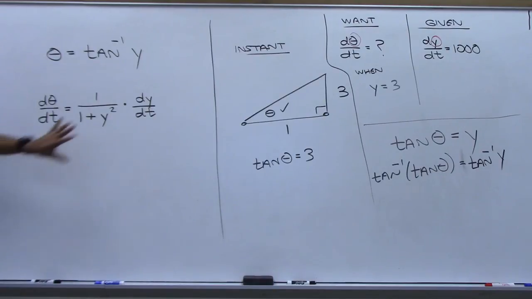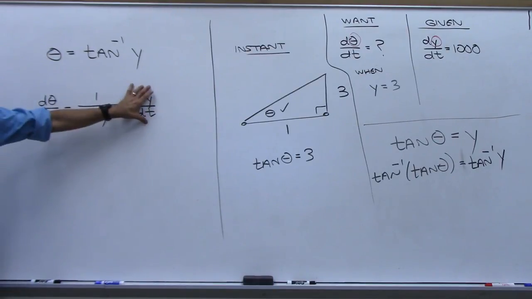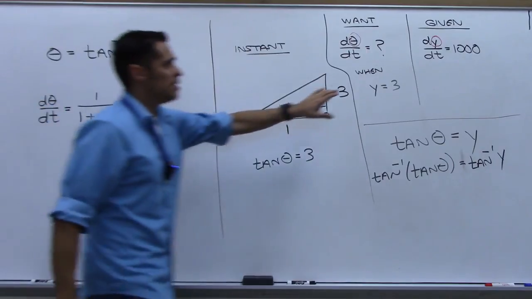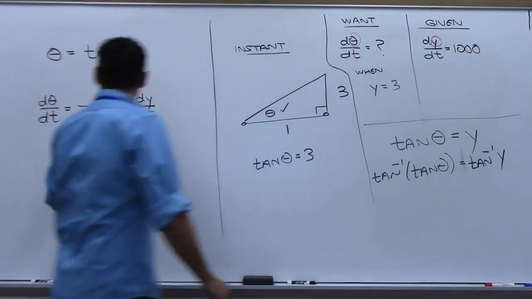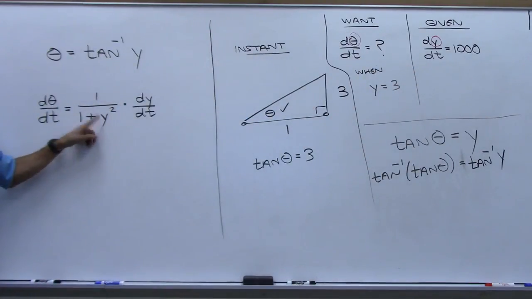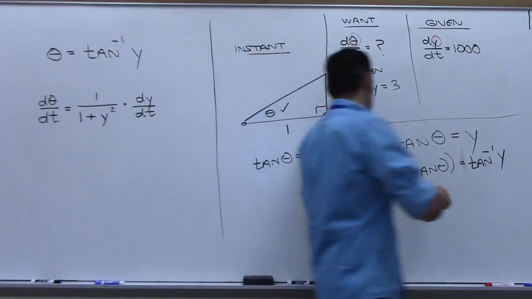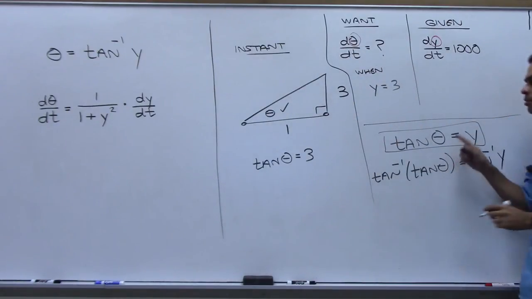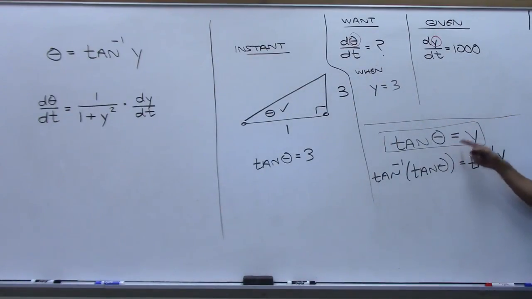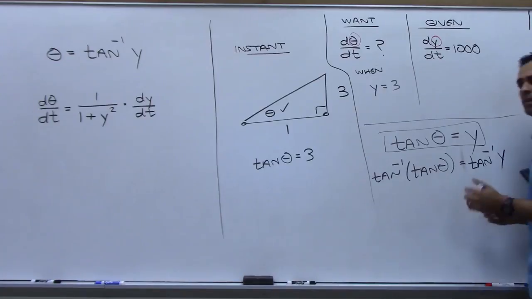What's good about this? I have everything I need, right? dy dt is 1,000. Y is 3. And I never needed theta. I never needed to solve for it. If you didn't do this and did it the Cal 1 way, you would eventually have to figure out what theta is, or draw a triangle, or do something. It'd be a little more work. This is just quicker, that's all. But we had to be able to take the derivative of arctangent.